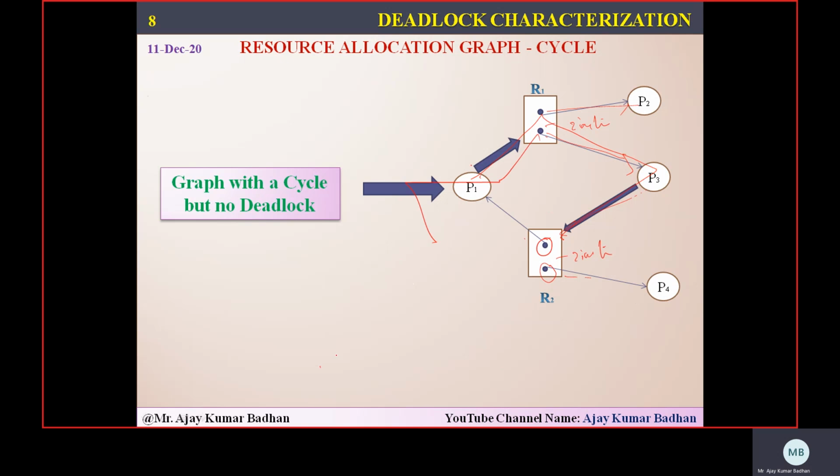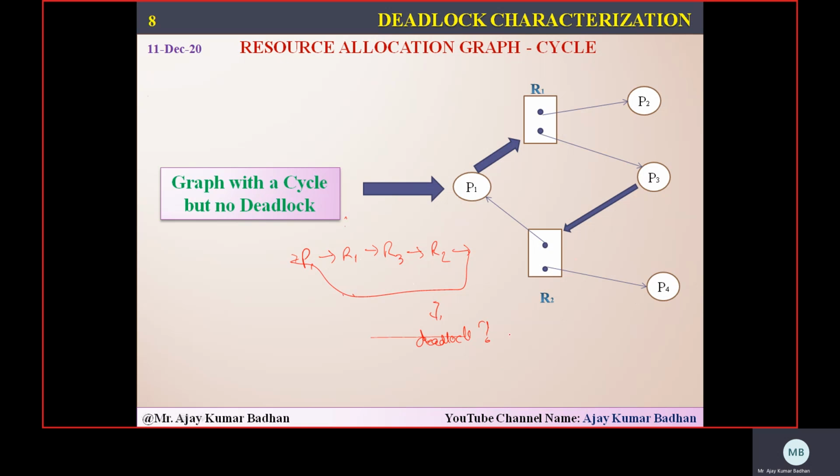Let me write it up so that it becomes easy for you to understand how the cycle is going. See, P1 is requesting R1 and that R1 is with P3, and P3 is requesting R2 and that R2 is with P1. So there is a cycle here, isn't it? Now the cycle forms. So can you see there is a deadlock now?